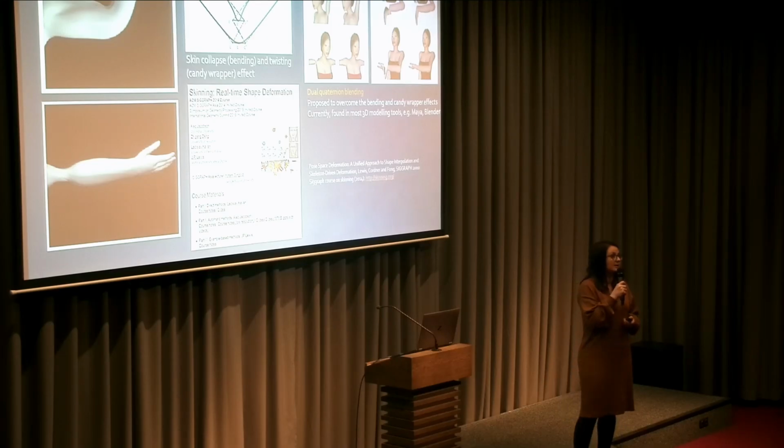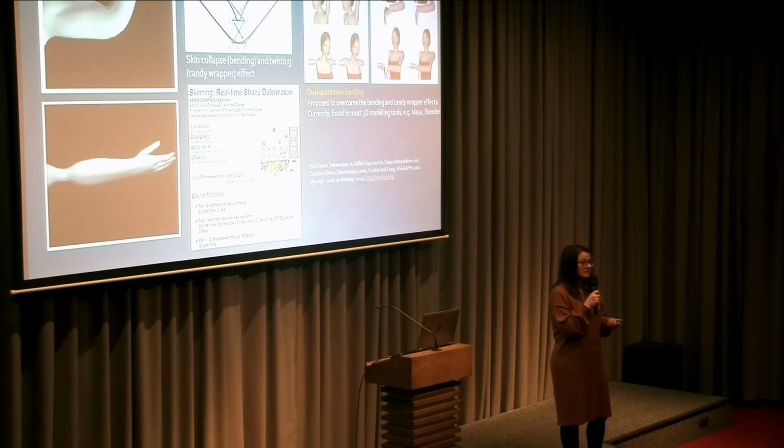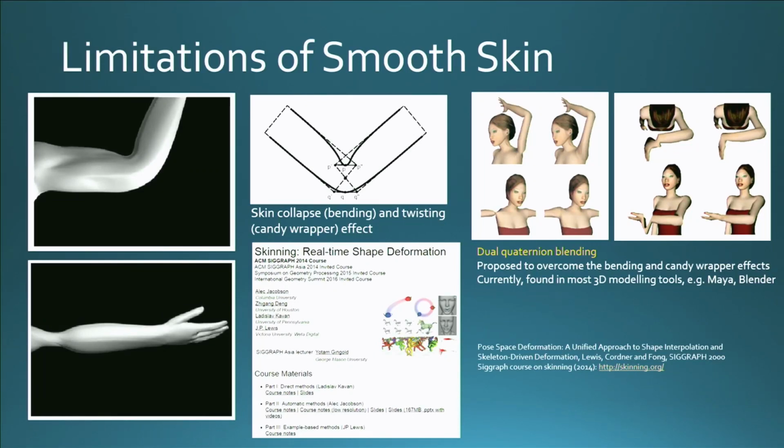Dual quaternion blending is a special type of mathematical representation where you can represent both rotations and translations together in terms of quaternions, which allows you to do better interpolation. Instead of linear interpolation, you can use spherical interpolation, for example, which resulted in better skinning algorithms. And currently, in most 3D modeling tools, such as Maya and Blender, you find a version of this kind of dual quaternion blending algorithm.